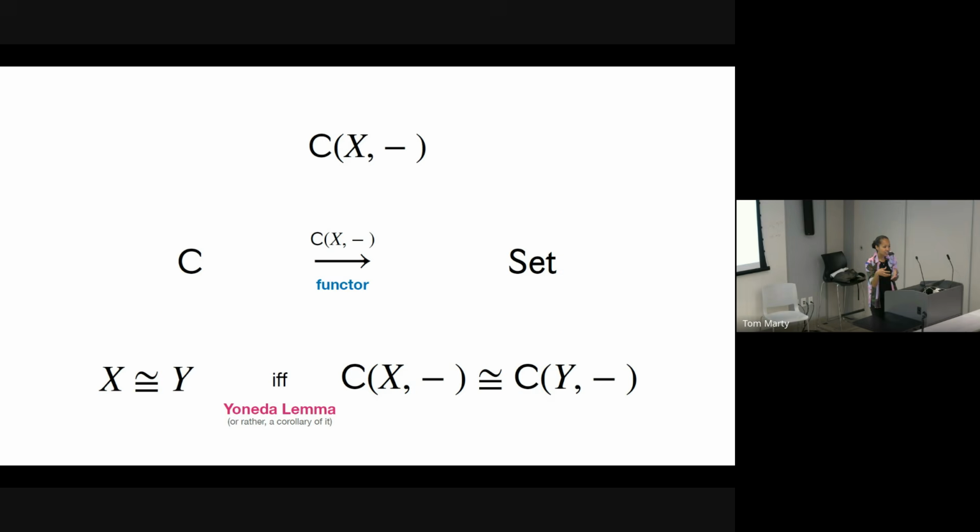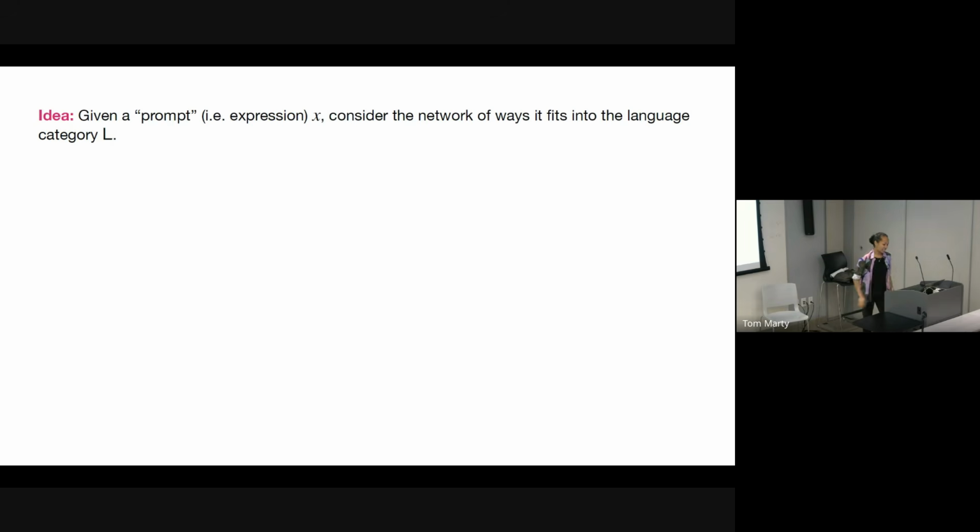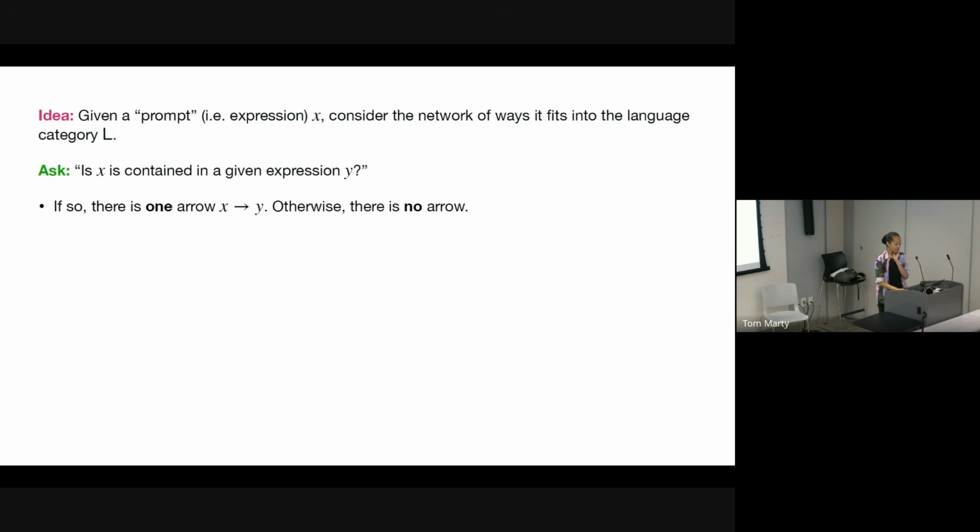They say, look, you can study X, or you can study the functor that represents X, i.e. you could study all of the relationships associated with X, and that gives you everything you need to know as well. In the context of language, here's how this translates. Given some prompt or expression, little x, we want to consider the network of ways it fits into that category of strings, which we're calling capital L.